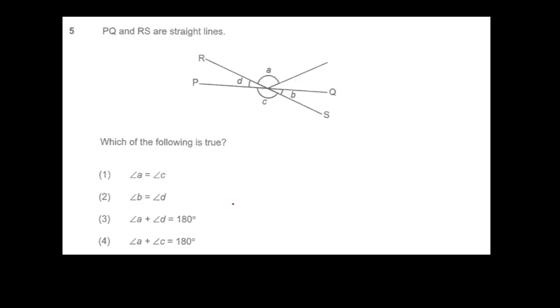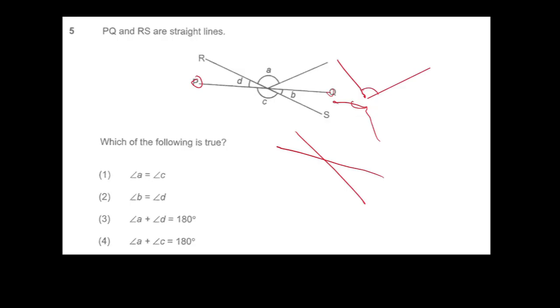Question 5. Question 5 basically tests your understanding of the properties of angles. Basically you have two lines, PQ, this is P, this is Q, and RS is this line. So you have two lines, PQ and RS. They ask you which of the following is true. They ask whether angle A is equal to angle C. Definitely not, because angle A looks like that, and angle C looks something like that. So they are definitely not equal.